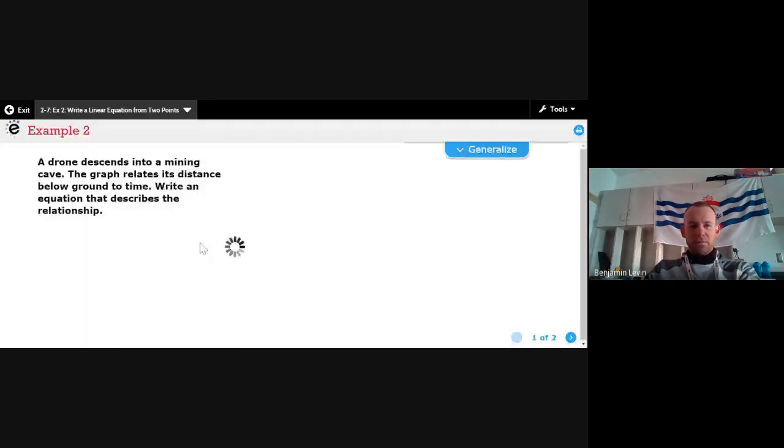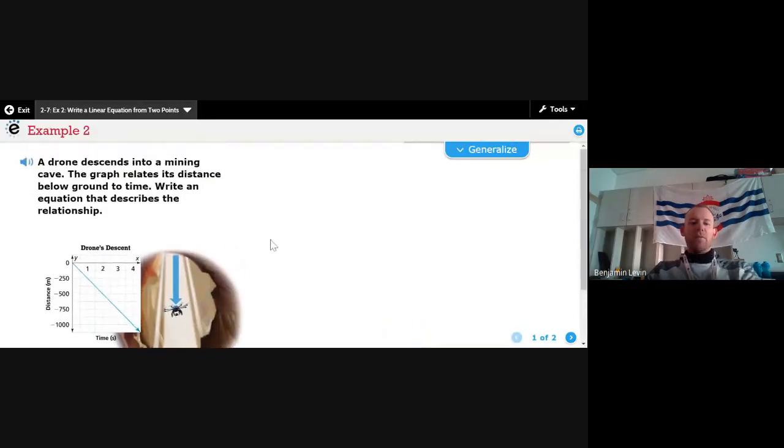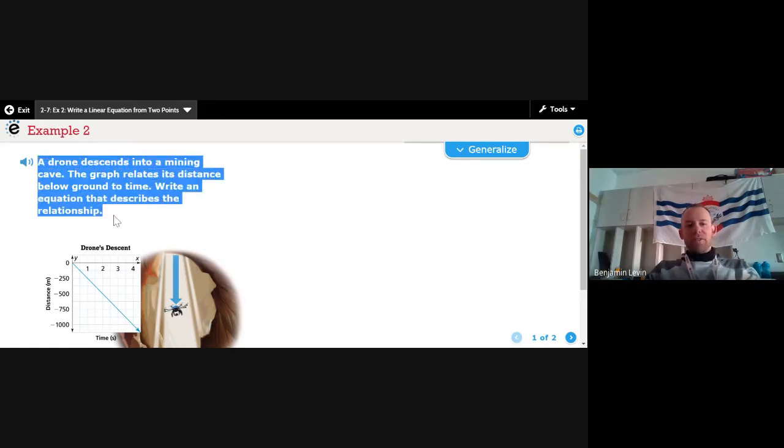Let me go on to where we left off here. All right, this is where we left off. This is new. Sorry about the confusion. A drone descends into a mining cave. So if it's descending right away, that should tell us it's what? Is it positive or negative? Is the slope going to be positive or negative if it is descending? What do you think?